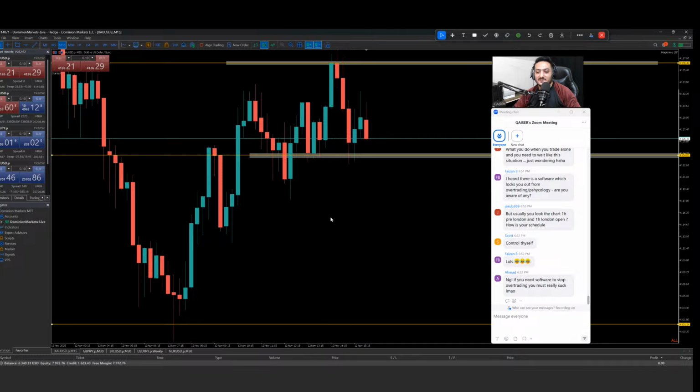If you need some software to stop overtrading, you must really suck. Yeah. Wow, pushing downside. I didn't want to miss this one, you know what? But there are just 7 minutes left for this candle to be closed.